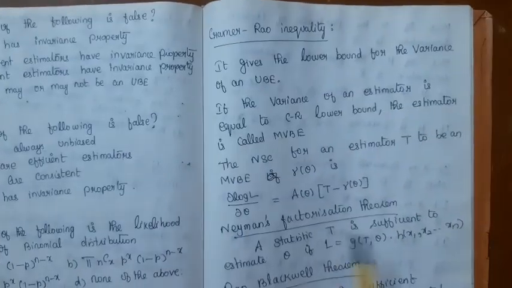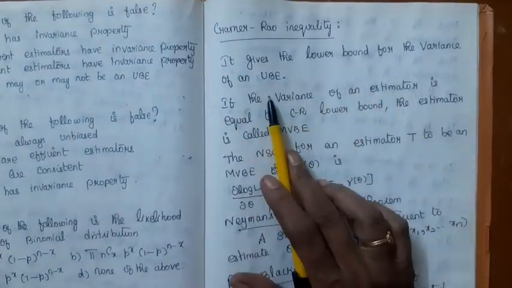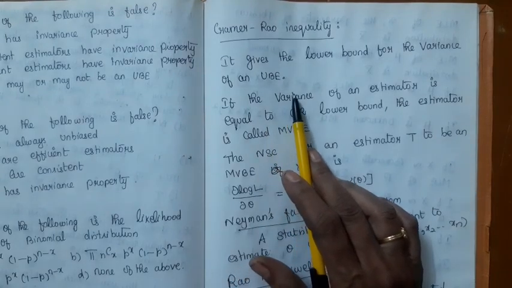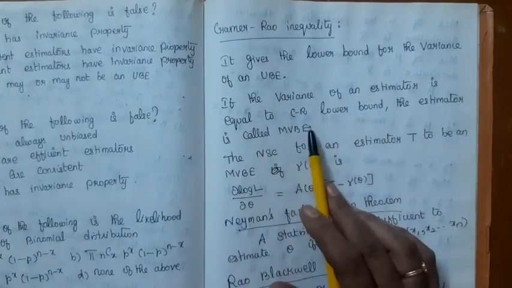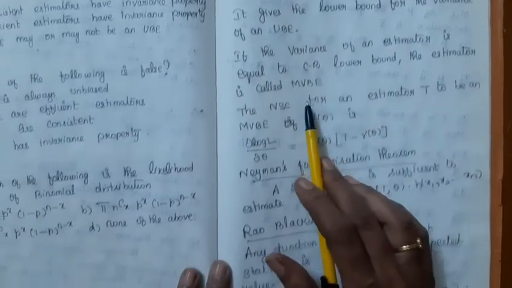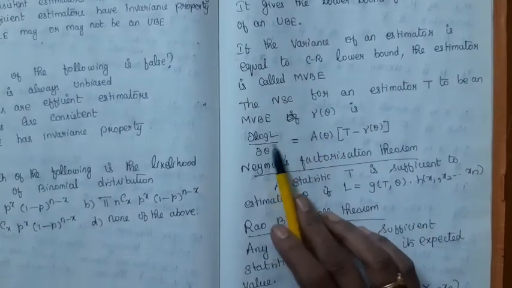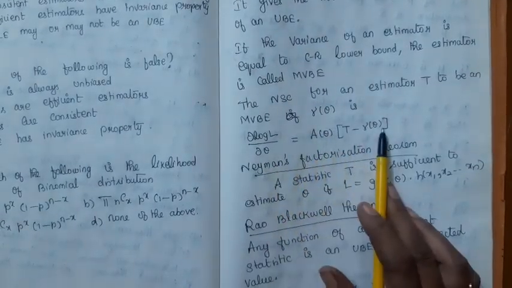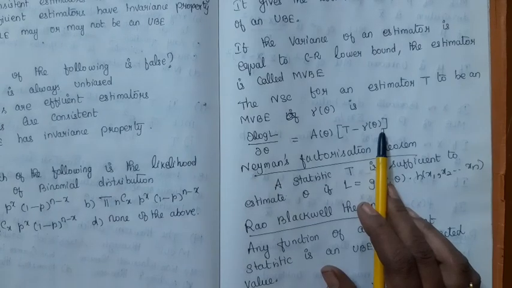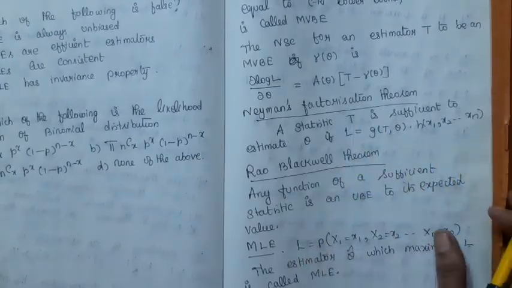And Cramer-Rao inequality gives the lower bound for the variance of an unbiased estimator. If the variance of an estimator is equal to the Cramer-Rao lower bound, the estimator is called minimum variance bound estimator. And this is the necessary and sufficient condition for an estimator to be the minimum variance bound estimator, right?